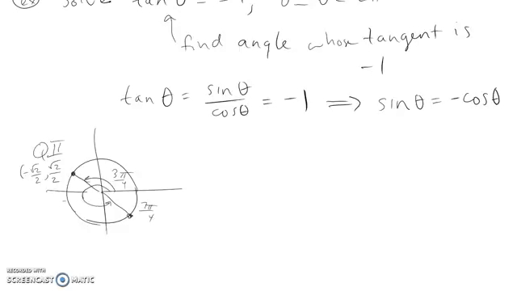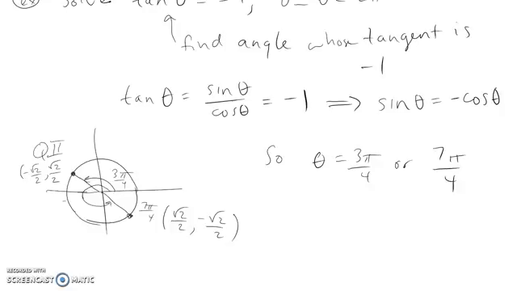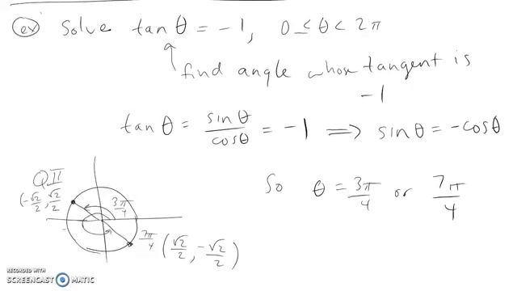So let's bring this all the way around. There we go. At 7 pi over 4, the cosine value is positive square root of 2 over 2, and the sine value is negative. So notice the cosine and the sine are opposite of each other there. So we can say that theta is 3 pi over 4 or 7 pi over 4. Those angles both have tangent -1 and they're in the interval 0 to 2 pi.